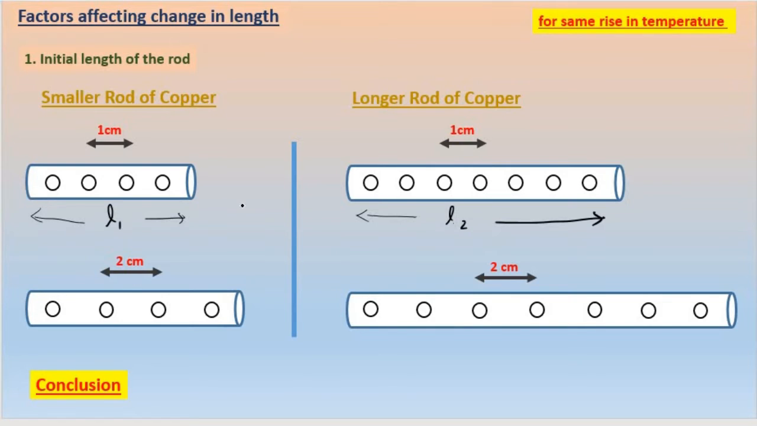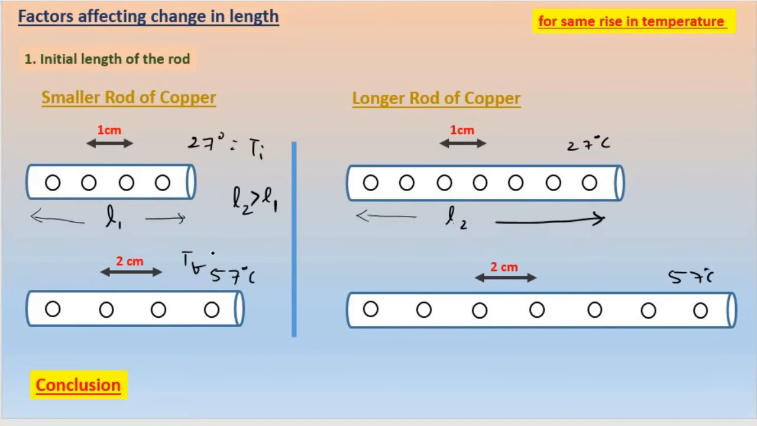So two copper rods, length L1, length L2, and L2 is bigger than L1. Since this rod is larger, it will have many more atoms but the same distance, 1 centimeter, as over here, because the material is same. And suppose the initial temperature of the rod is 27 degrees. Here also the temperature is 27 degrees. And suppose I heat it till 57 degrees Celsius. So this is the initial temperature Ti, this is the final temperature Tf.